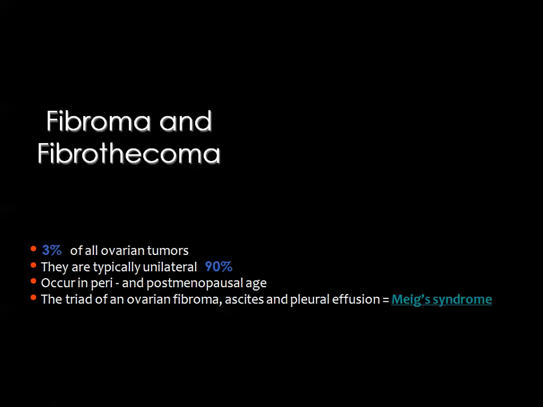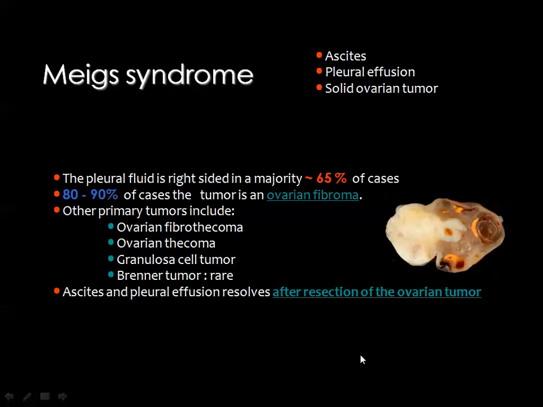Then we came to another lesion, which is fibroma or the fibrothecoma. These lesions represent about 3% of all ovarian tumors. They are usually unilateral in most of the cases, and the ovarian fibroma is famous with this syndrome, which is mixed syndrome, formed of the triad, consists of ovarian fibroma, ascites, and the pleural effusion. This is the triad: ascites, pleural effusion, and solid ovarian tumor, which is usually an ovarian fibroma.